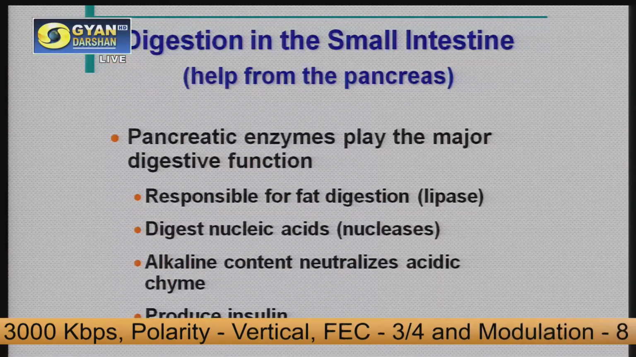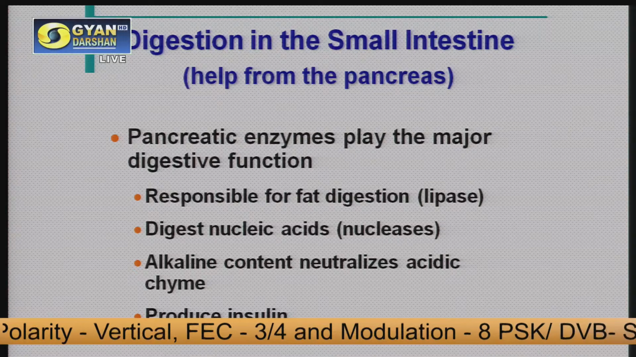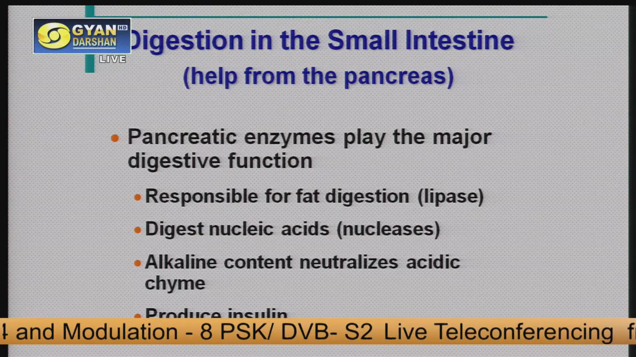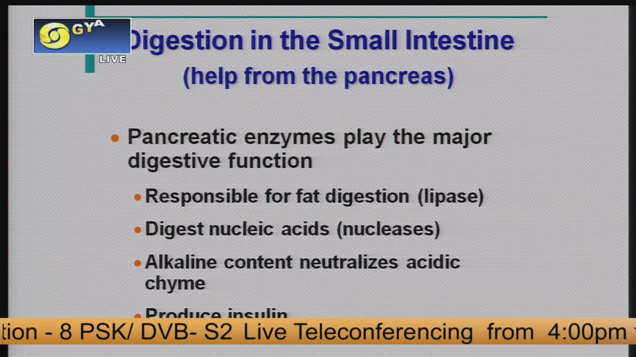And in the pancreas, you must appreciate that we have islets of Langerhans also. You know, these islets of Langerhans have alpha cells and beta cells. And these are very important because beta cells secrete insulin, and alpha cells secrete glucagon.